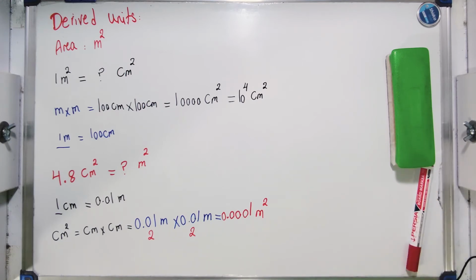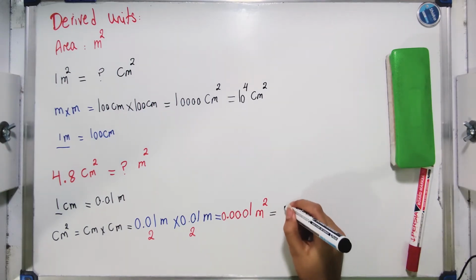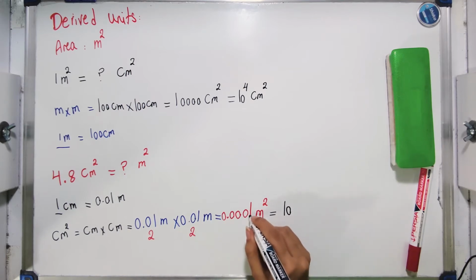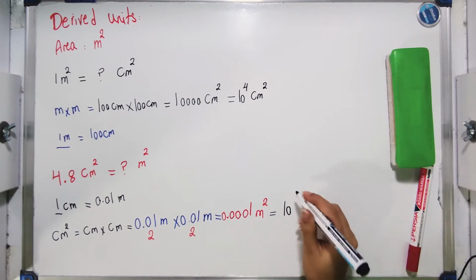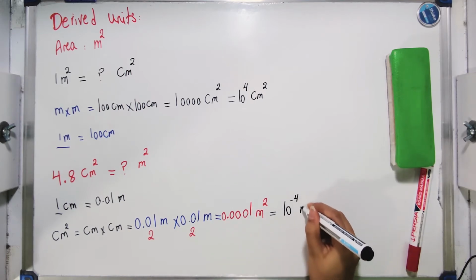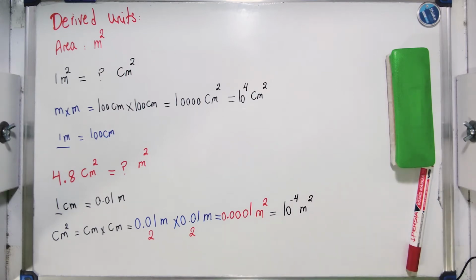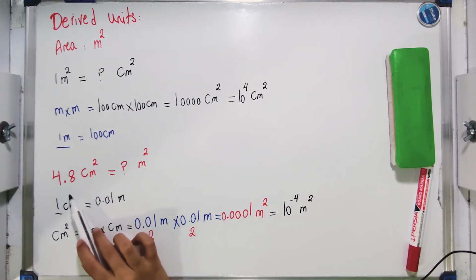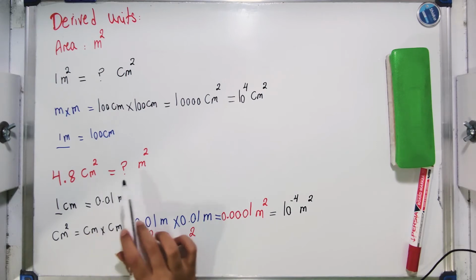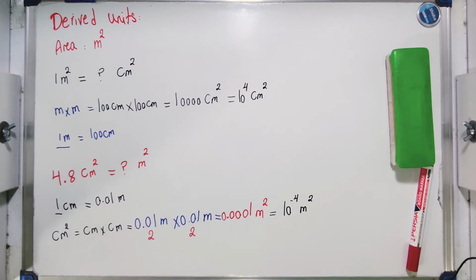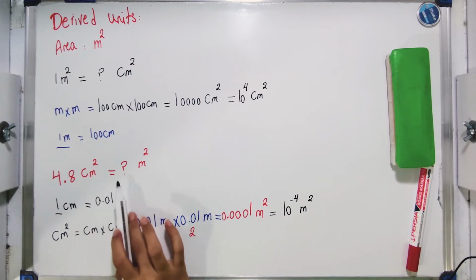So now we are halfway there. I know that every square centimeter is equal to 0.0001 square meter. And if I want to write it in power of 10, I can say 10 to the power of, 1, 2, 3, 4, 4 digits after the decimal, minus 4. So now it's asking: 4.8 square centimeters is how many square meters?